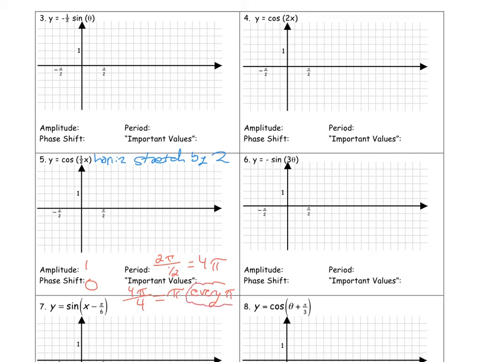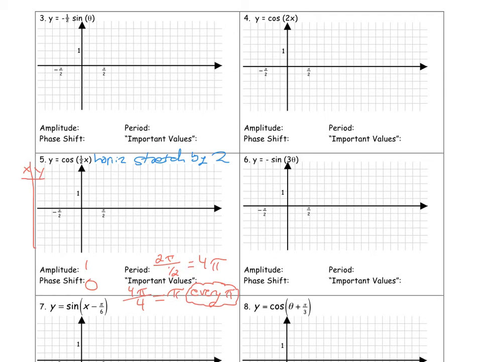So instead of it happening every pi over 2, it's going to happen at every pi. Folks, if you would like to, on the side of your graph, see how you have some white space in the margins on the left and the right? You could always make an XY chart if you need it. You can make X and then Y. Again, please do radians. Degrees are dumb.